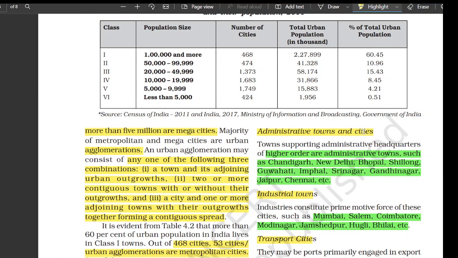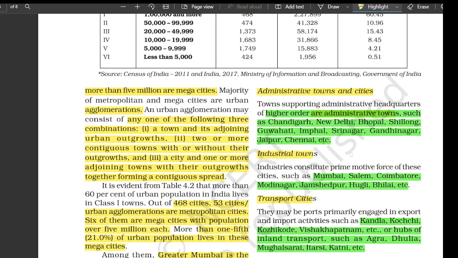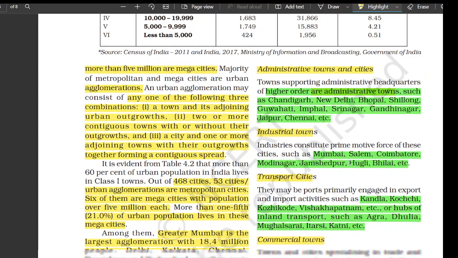Administrative towns and cities. Towns supporting administrative headquarters of higher order are administrative towns such as Chandigarh, New Delhi, Bhopal, Shillong, Guwahati, Imphal, Srinagar, Gandhinagar, Jaipur, Chennai, etc. Industrial towns. Industries constitute the prime motive force of these cities such as Mumbai, Salem, Coimbatore, Modinagar, Jamshedpur, Hooghly, Bhilai, etc.